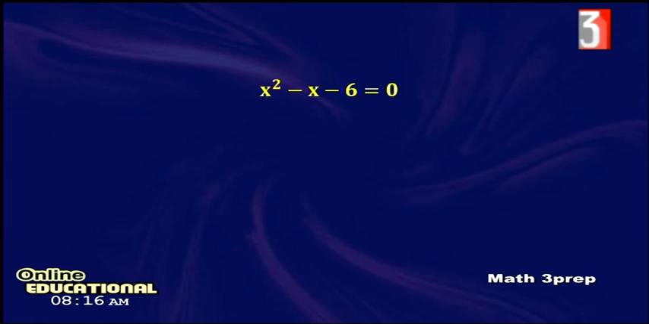What about 6? It is 1 by 6 or 2 by 3. You are going to choose which group? 2 by 3. Why? Because the last term is negative, so the difference between them will be 1 as the middle term. As the last term is negative, one of the brackets is positive and the other is negative.